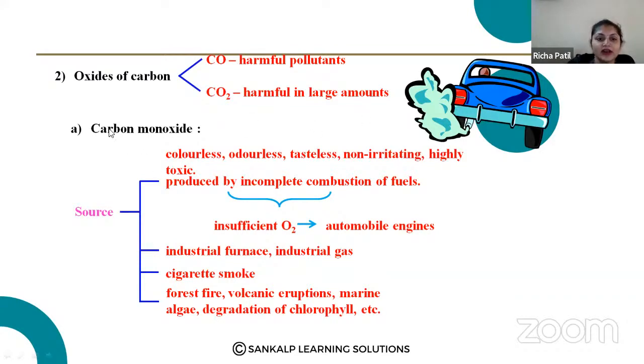So first we'll see the carbon monoxide. This is colorless, odorless, tasteless, non-irritating, and this is highly toxic. So how is this carbon monoxide produced? It is produced by incomplete combustion.